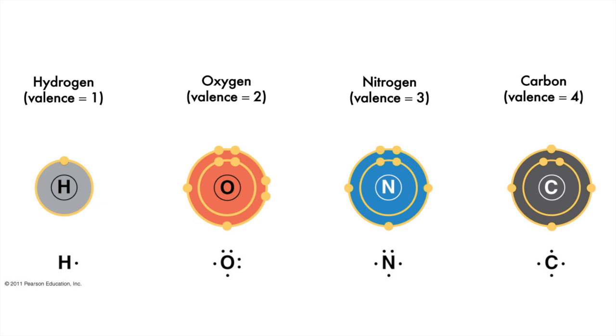Nitrogen has a valency of 3, and most of the planet's nitrogen budget is tied up in nitrogen gas, which has 2 nitrogen atoms triple bonded to each other. That's really tough to break. Carbon, with a valence of 4, is the most versatile just by being able to bond to more atoms.